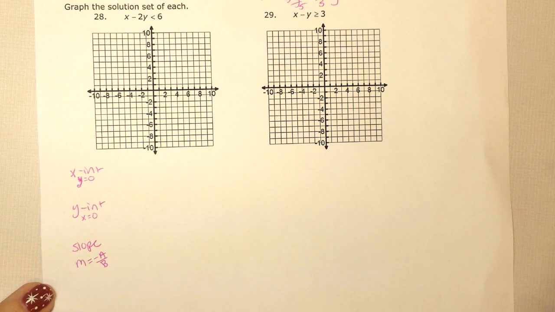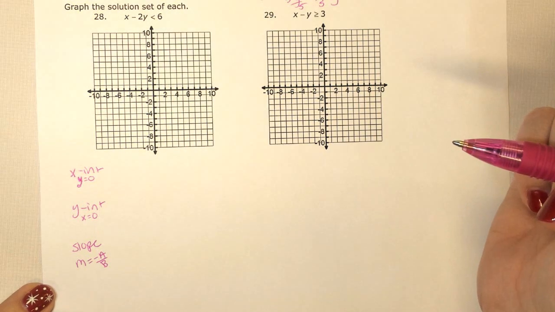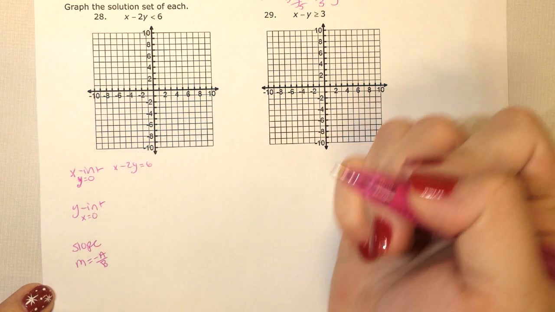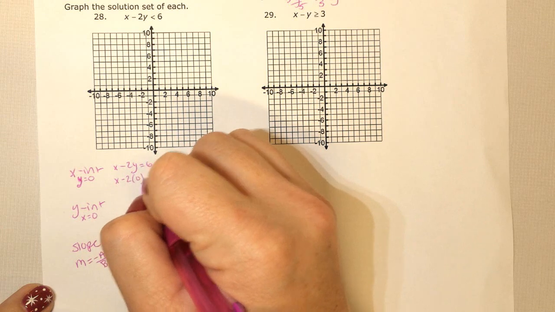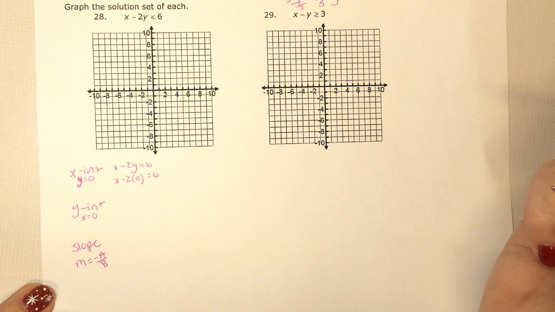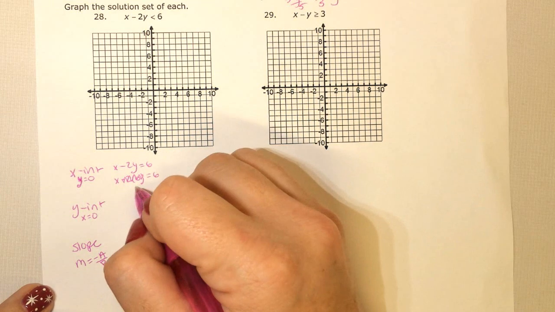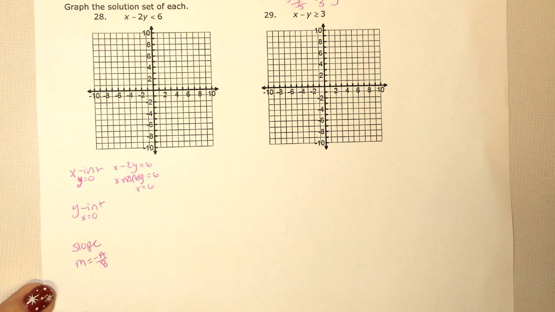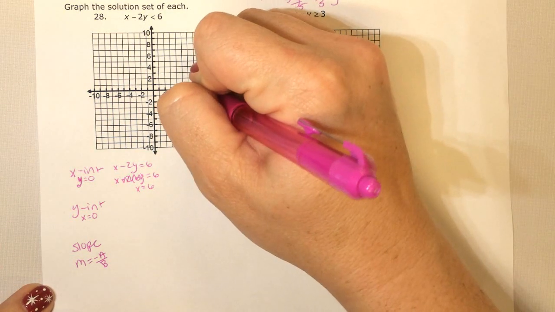Now, when you're finding your x and y-intercept, you're just going to treat this like an equation, not necessarily an inequality. So we're going to write x minus 2y equals 6, and instead of y, I'm going to replace it with a 0. So x minus 2 times 0 equals 6. Anything times 0 is 0, so that goes away, and it literally tells me x equals 6. So on my x-axis, I'm going to put a point at 6.